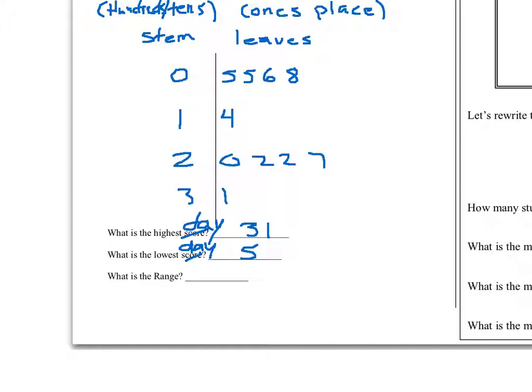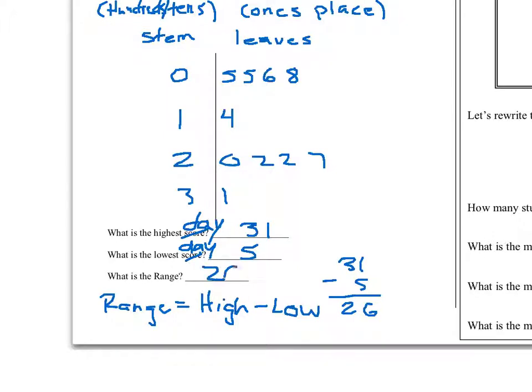What is the range? Now range, this is one that you have to remember. What does range mean? Range definitely does not mean add it all up. I say highest minus lowest. You can say largest minus smallest. Range equals high minus low, so we've got 31 minus 5 is 26. That was our lowest number.